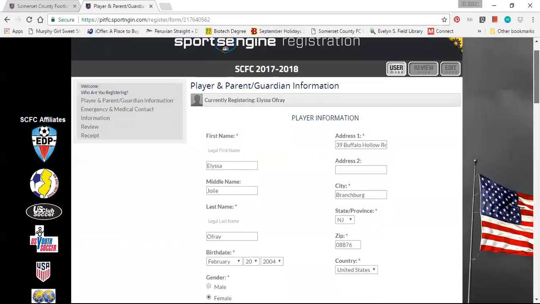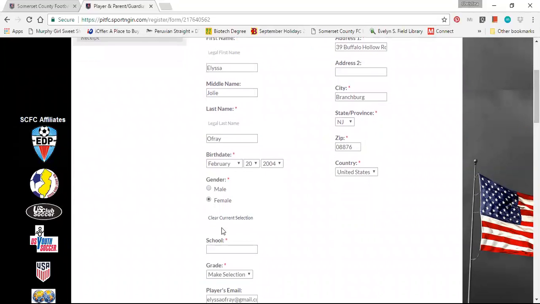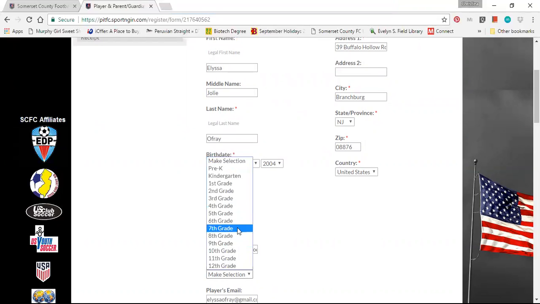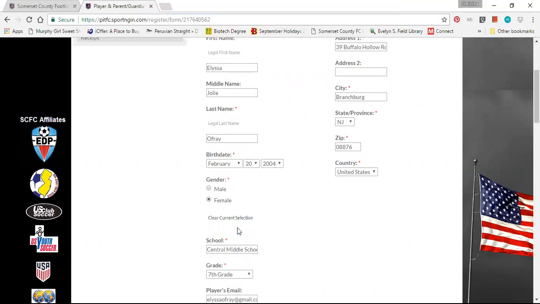Okay. And I'm just going to scroll through and make sure this information is correct. So we do have a change. Where is school? There is some information that I do need to update in here. I do want you to put what she is going to be in for the upcoming season. So for her, she'll be in 8th grade.